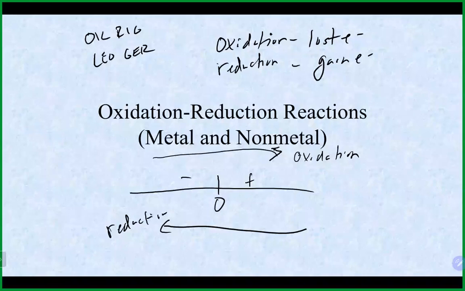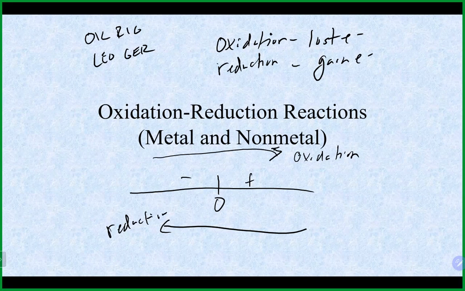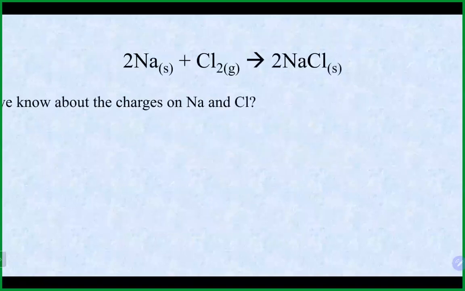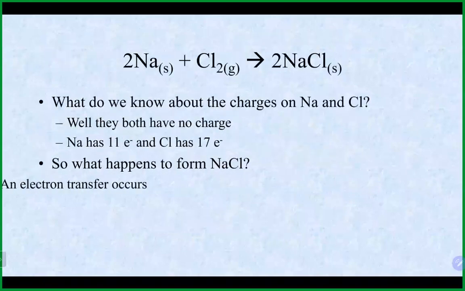Outside of acid-base reactions and precipitation reactions, which are all under the double displacement umbrella, pretty much everything else is going to fall under this umbrella. And redox reactions take care of those electrons being transferred. So let's take a look at some of this here. I think we did this last time.